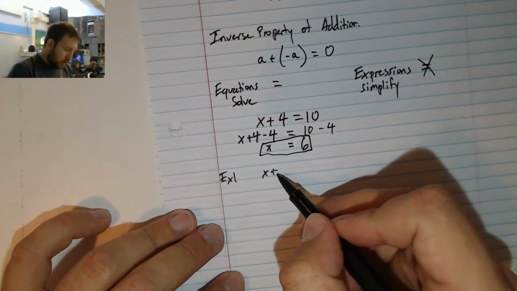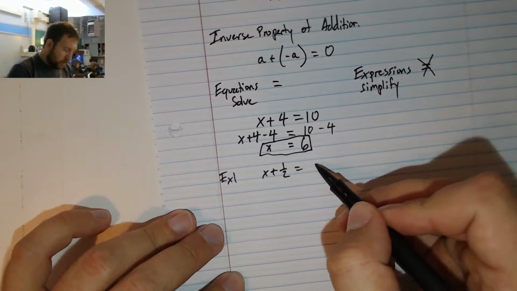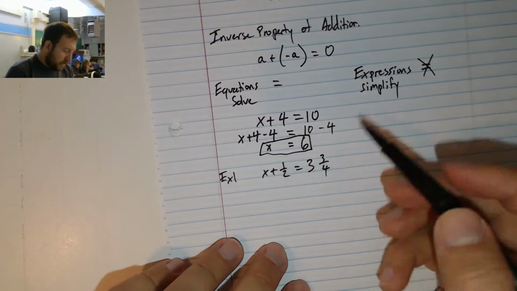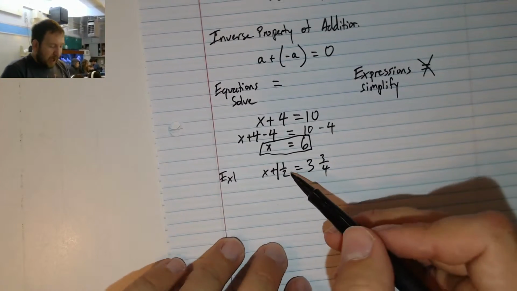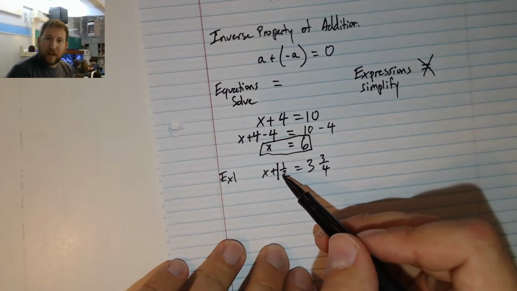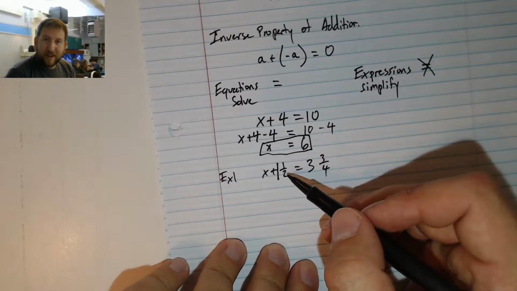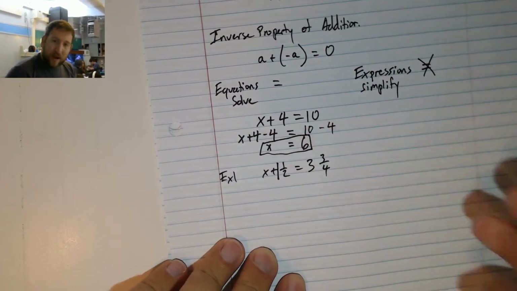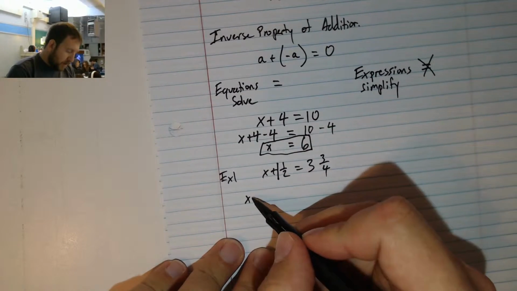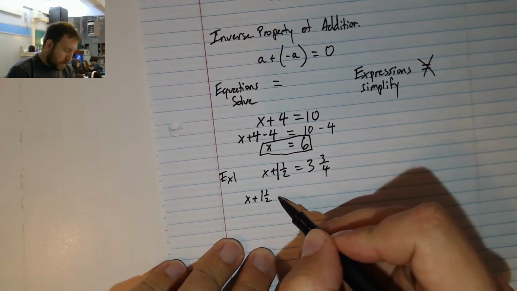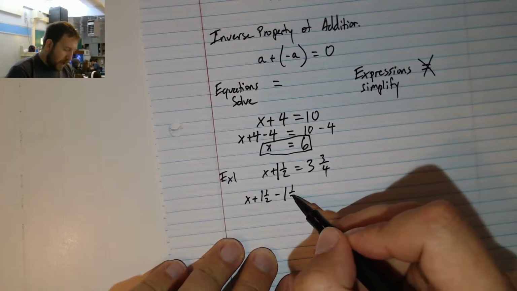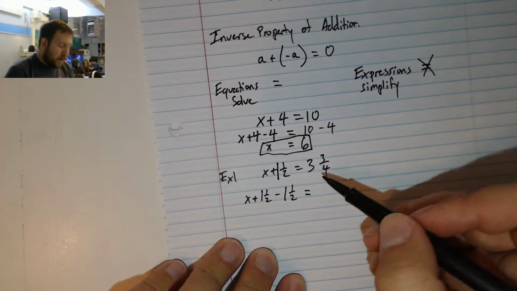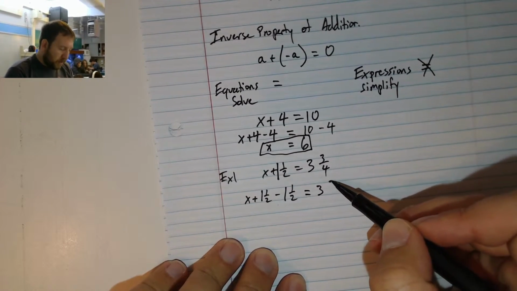We have x plus 1 and 1/2 equals 3 and 3/4. Well, I can easily see that I'm going to need to get rid of the 1 and 1/2 that's over here. So I'm going to do exactly what I did before. I'm going to say x plus 1 and 1/2 minus 1 and 1/2. So now I can turn this into a 0 and get rid of it. But if I do that to this side, I have to do it to the other side.